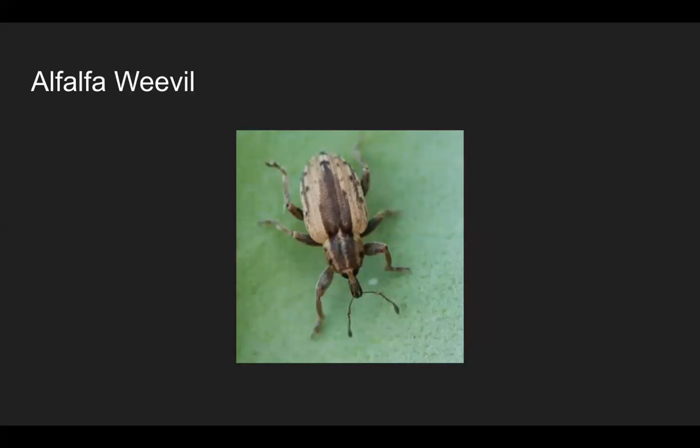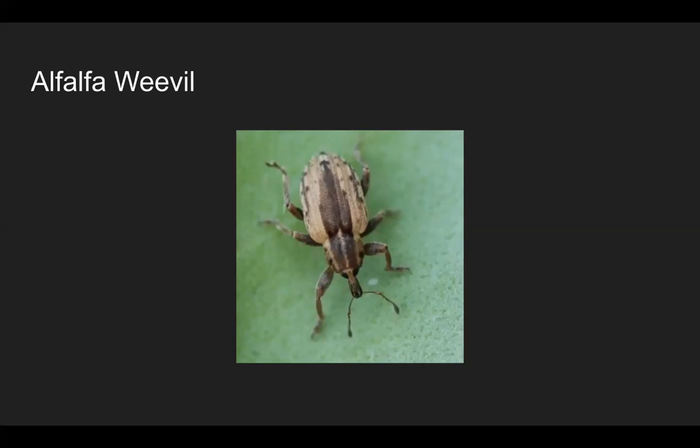Although the Russian wheat aphid causes a lot of damage to crops, the alfalfa weevil is more versatile. Since the Russian wheat aphid larvae cannot handle temperatures greater than 25 degrees Celsius, the alfalfa weevil is at an advantage during warmer temperatures.